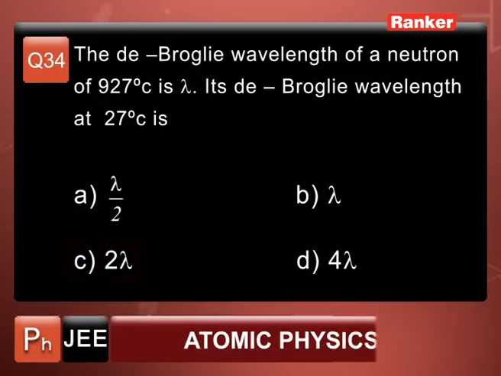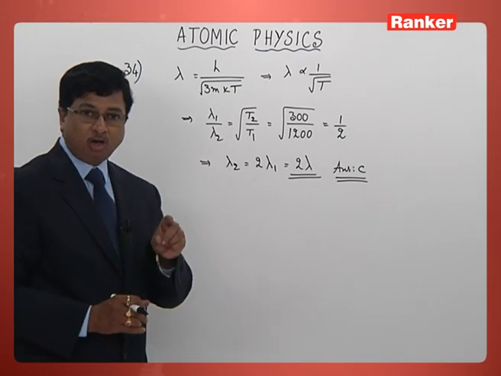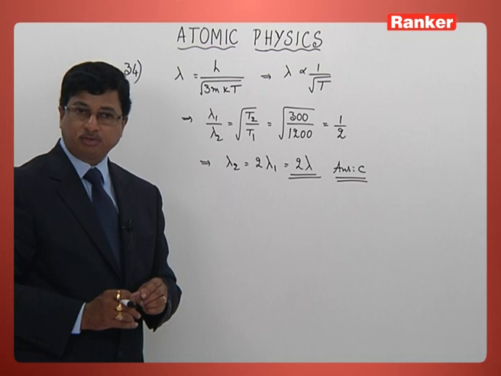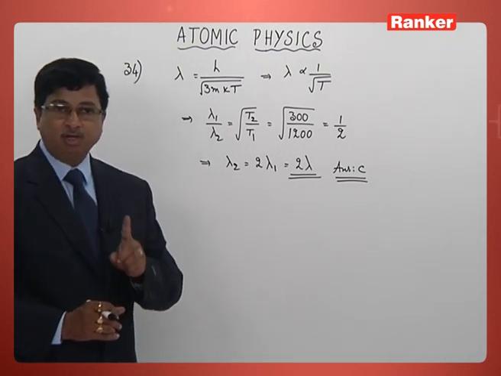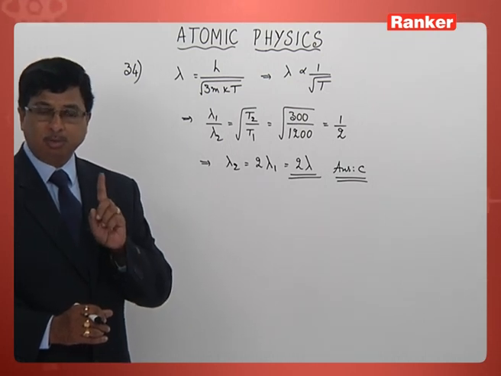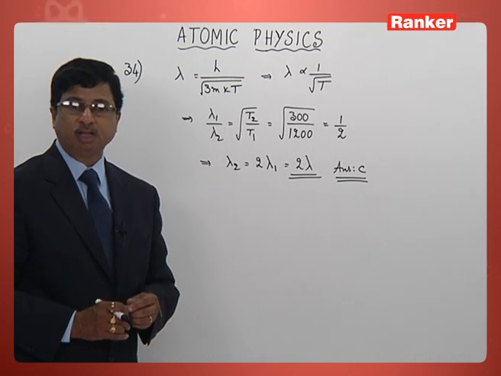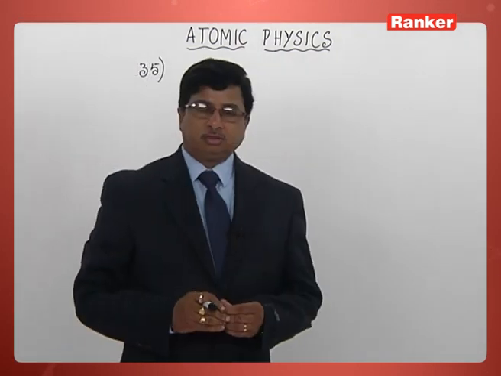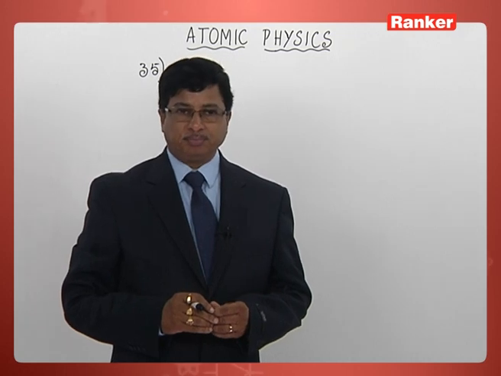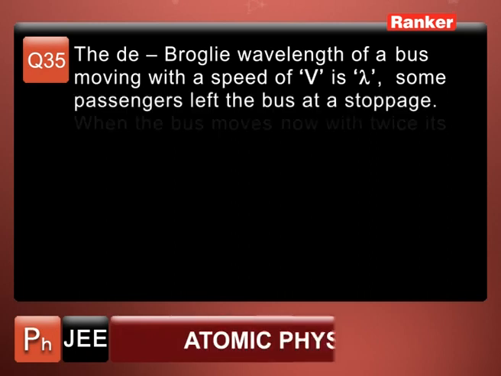Therefore, we can write directly the answer for this one is simply C. That is the concept: the de Broglie wavelength of a neutron is inversely proportional to the square root of absolute temperature. That is the concept you have to remember for solving this type of problem. That is question 34. The next number is 35, a wonderful model question with excellent description.